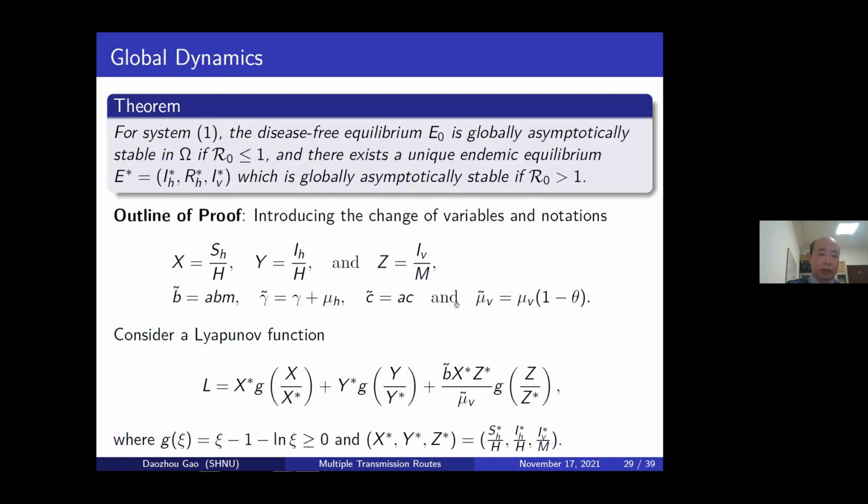Then we construct a Lyapunov function, and we can use the Lyapunov function method to show that the global dynamics are completely determined by the basic reproduction number R0. That means if R0 is less than or equal to 1, then the disease-free equilibrium is globally asymptotically stable. And if R0 is greater than 1, then there exists a unique endemic equilibrium E star, which is globally asymptotically stable. So the disease dynamics are very simple.